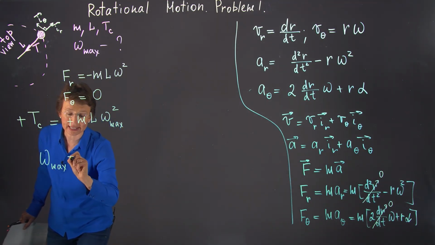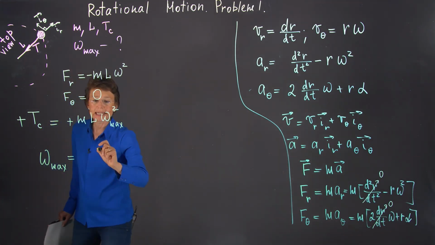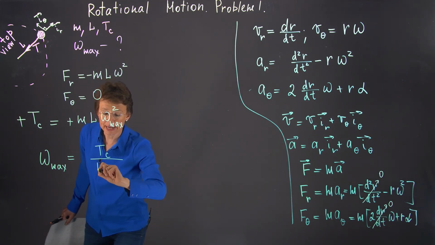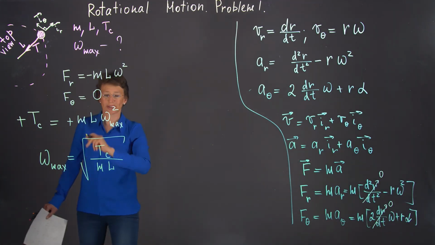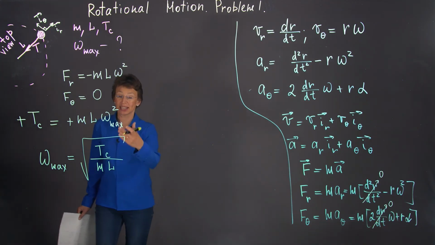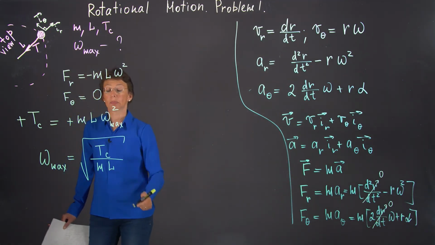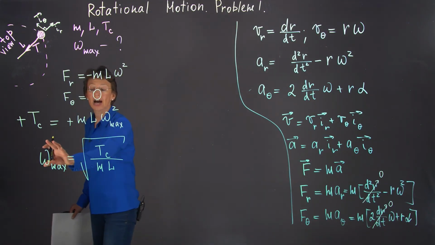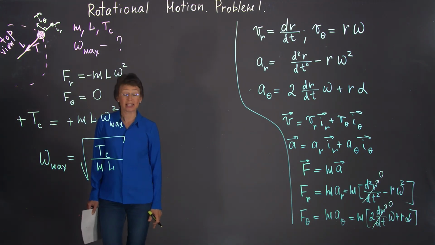and then omega maximum, omega that I can afford right before the string breaks, will be the square root of Tc divided by m L. We found omega maximum. If the numbers are given for the force Tc, m, and L, we plug in the numbers and we know the number for omega. We have unknown on the left and all known quantities on the right. Problem solved.